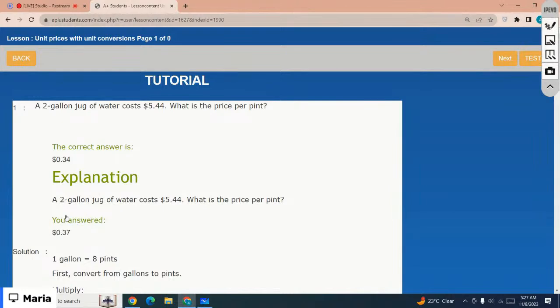You are given the price of 2 gallons, right? First, you have to convert from gallons to pints and then you have to calculate the value. So, 1 gallon equals 8 pints, right? That means 2 gallons equal 2 times 8, 16 pints. So $5.44 is the cost of 16 pints. So divide 5.44 by 16. This way you will get the cost per pint of water, right?